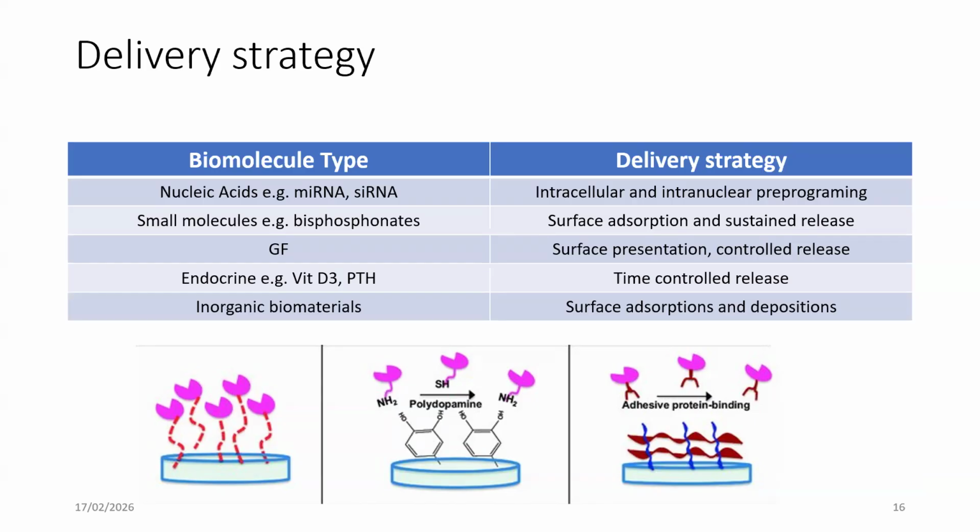So, for example, if you are targeting nucleic acids, miRNA or siRNA, which is what the COVID vaccine is made of, right? You can go for intracellular or intranuclear pre-programming. The COVID vaccine came in, and you know that some vaccines were RNA-based, some were based on DNA. And if you come across the people who made it, you will hear the name of Robert Lanza as well among them.